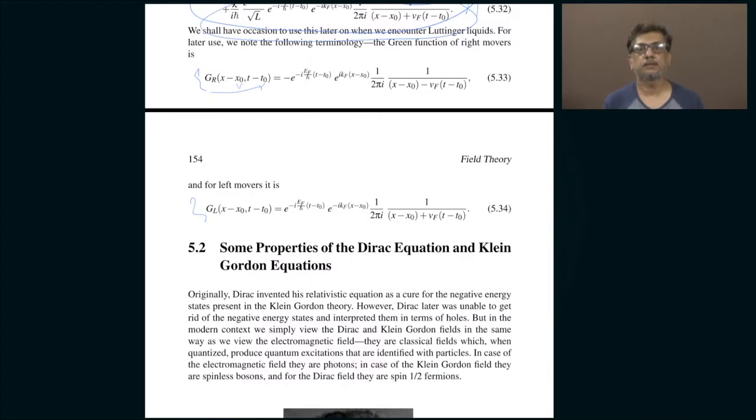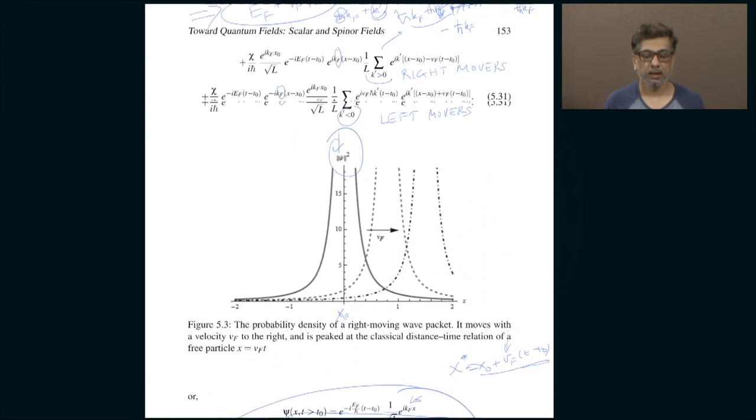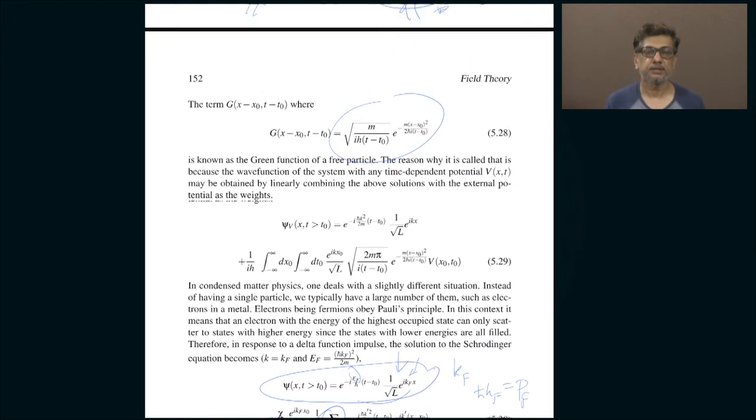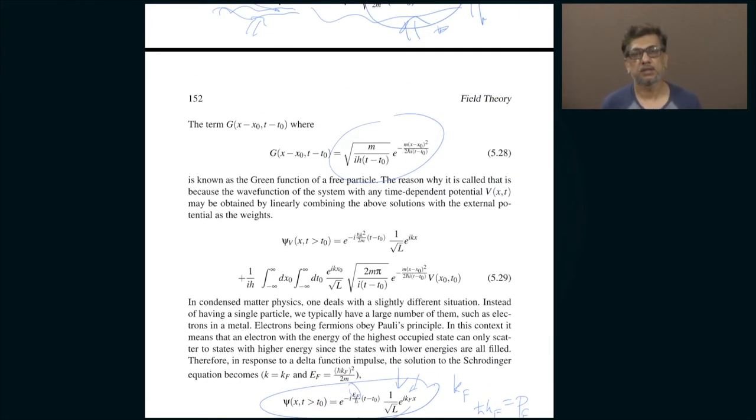Okay, so let's continue where we left off. If you recall, in the last class I was trying to explain that there is a concept called Green's function of any system. Specifically, I had in mind a collection of fermions, say in one dimension.